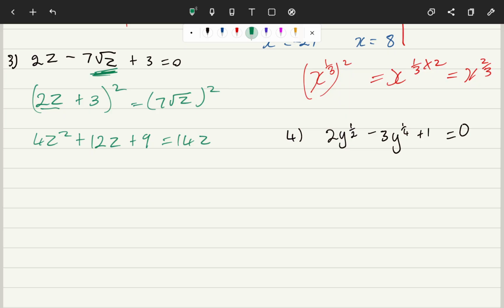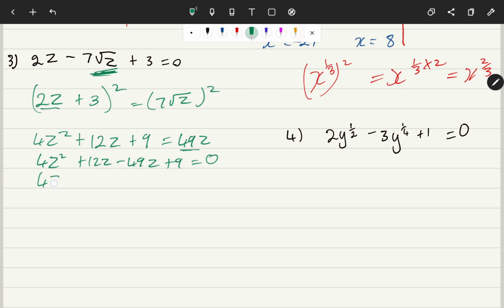Not 14. No, what am I doing? This is 49. Come on. Cool. So now I have 4z squared plus 12z minus 49z plus 9 equals to 0. Cool stuff.